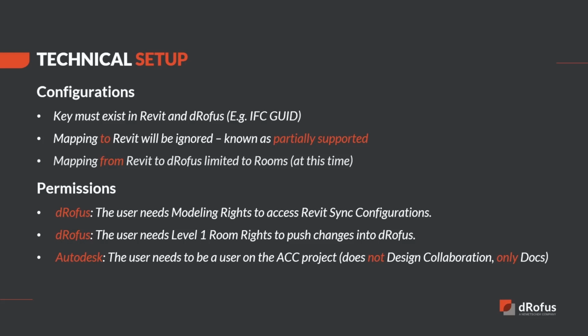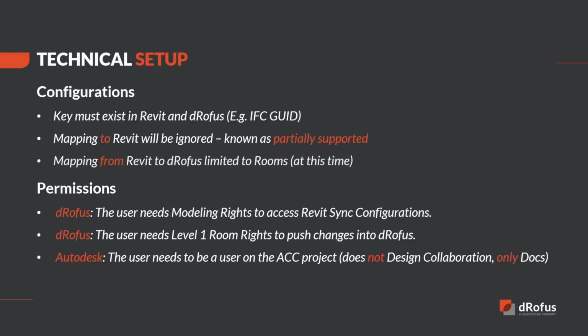The other thing to keep in mind is that mapping to Revit will be ignored, known as partially supported, meaning that if in your configuration you're actually still pointing to write to Revit, rather than editing that configuration, we're just ignoring it, and you'll see partially supported next to the configuration if we find any fields are still mapped in the direction of trying to write to Revit. Mapping from Revit to dRofus is limited to rooms at this time, so keep in mind that if in the future we make improvements to maybe go beyond rooms, we'll let you know.